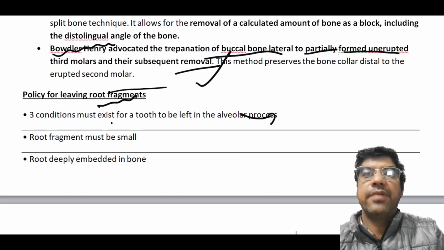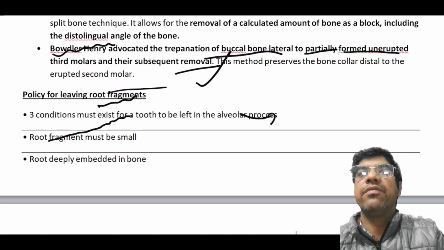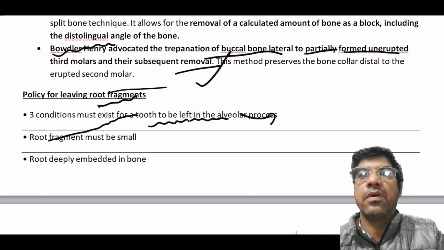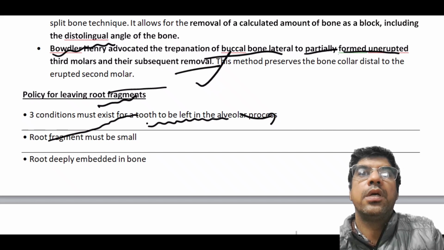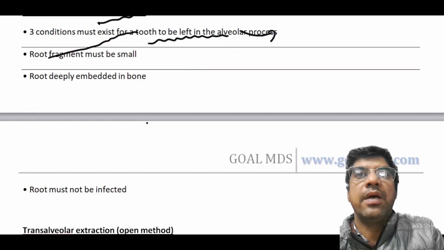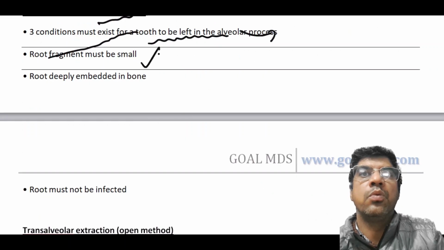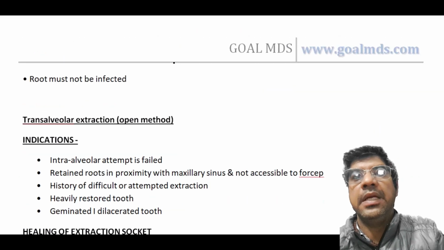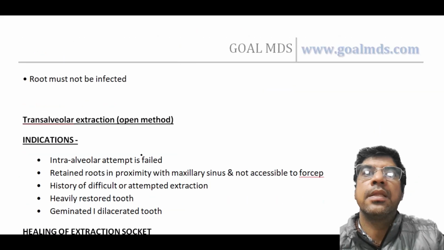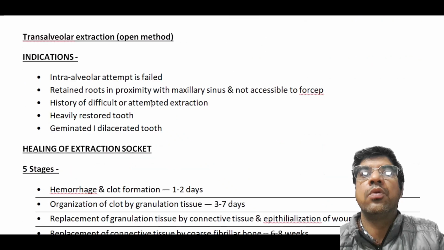Now important is what is the policy for leaving the root fragments. Three conditions must be there if you want a root to be left in the alveolar process. The root fragment must be small. The root must be deeply embedded in the bone. And third, the root must not be infected.